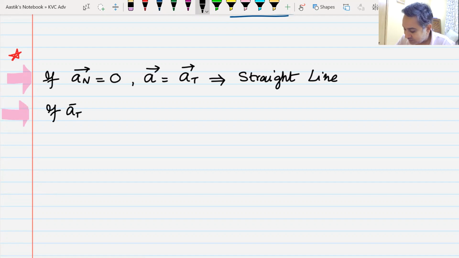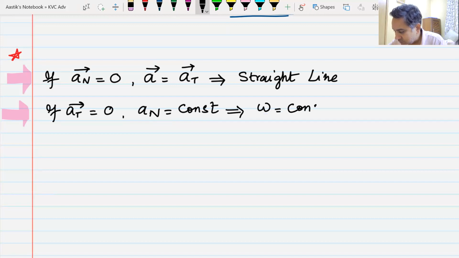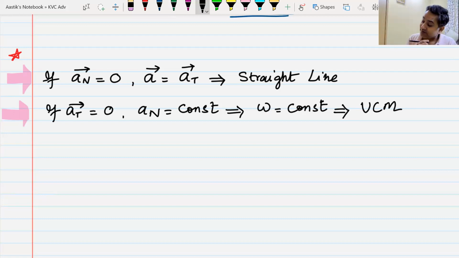If your tangential acceleration is 0, the magnitude of normal acceleration is constant, but it will keep on changing its direction. Remember, then this will represent a case where omega will be constant, and this will be the case of UCM. Do we understand this?